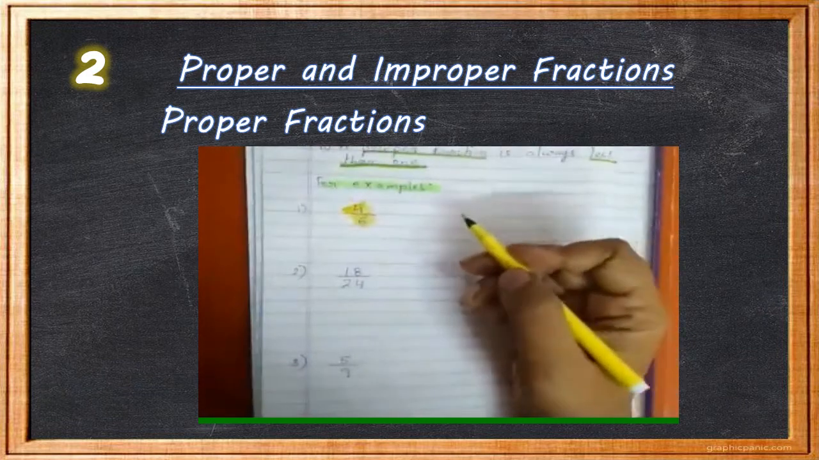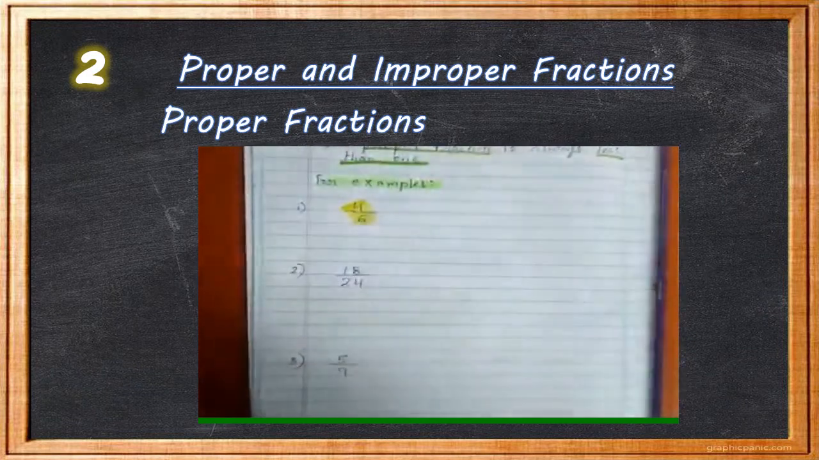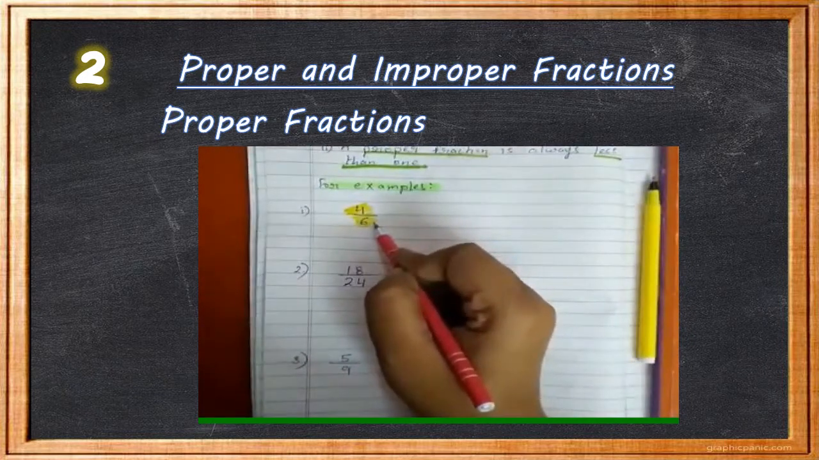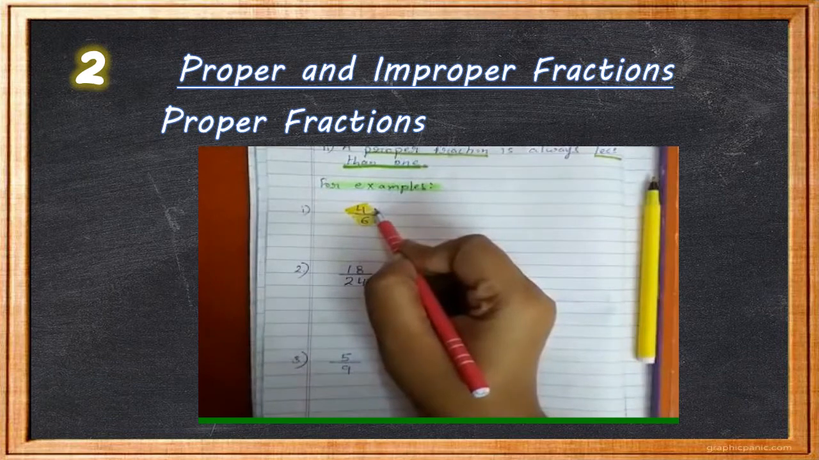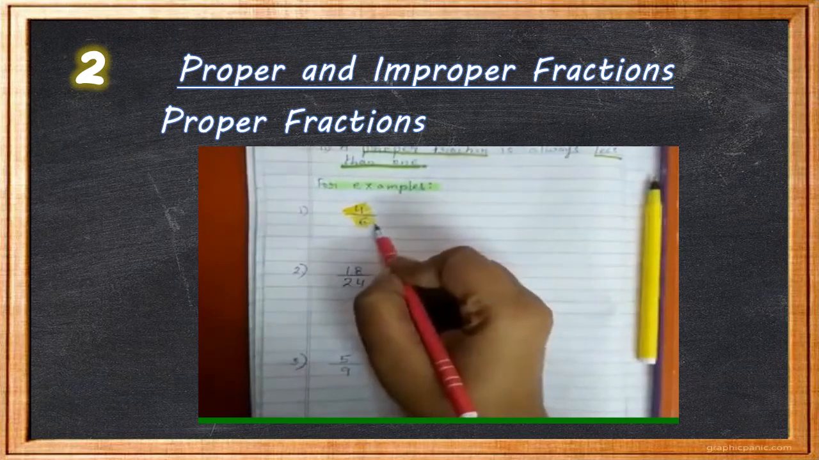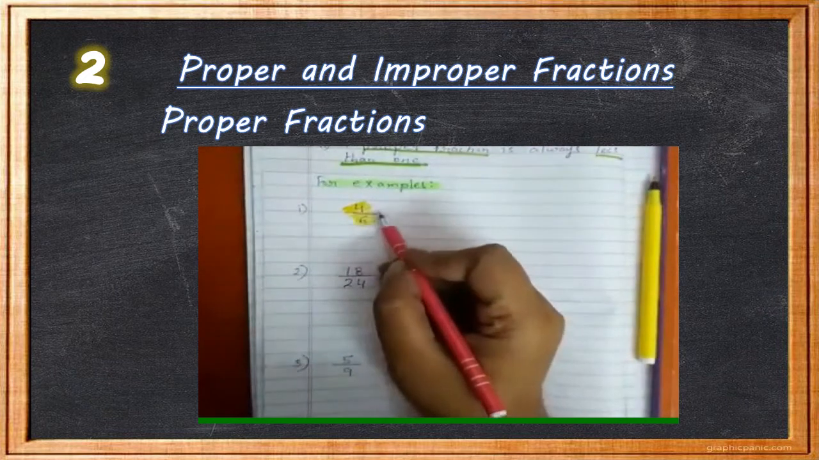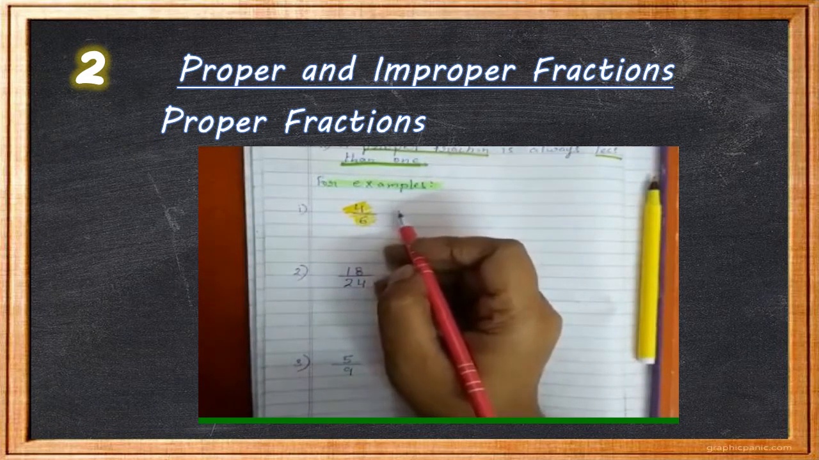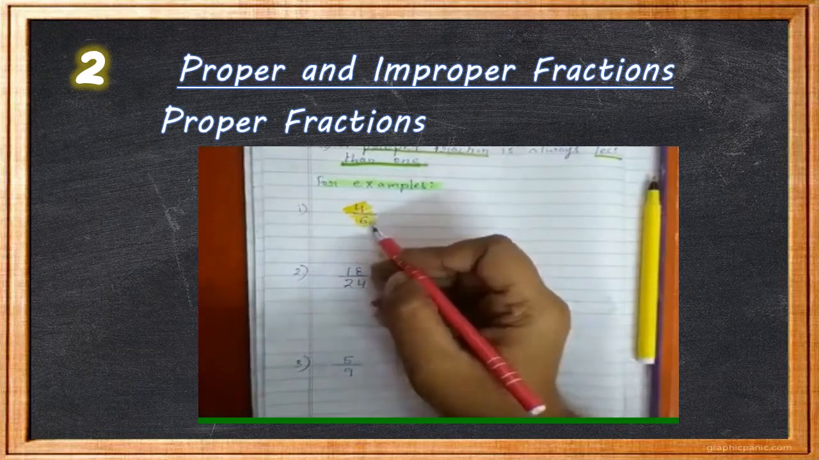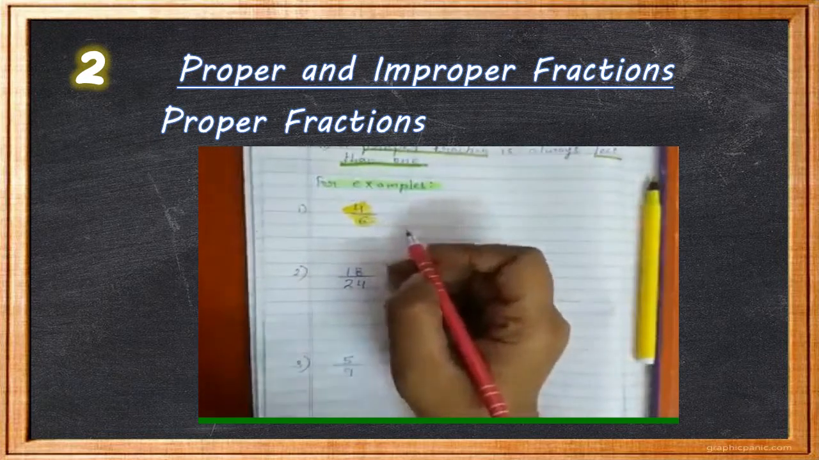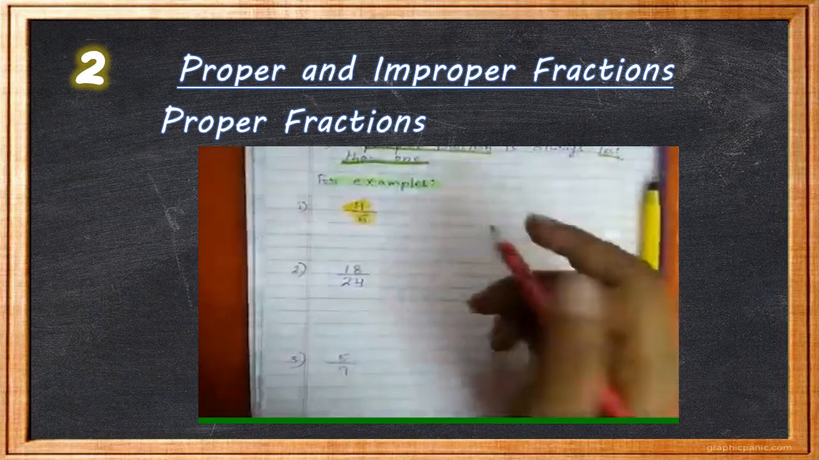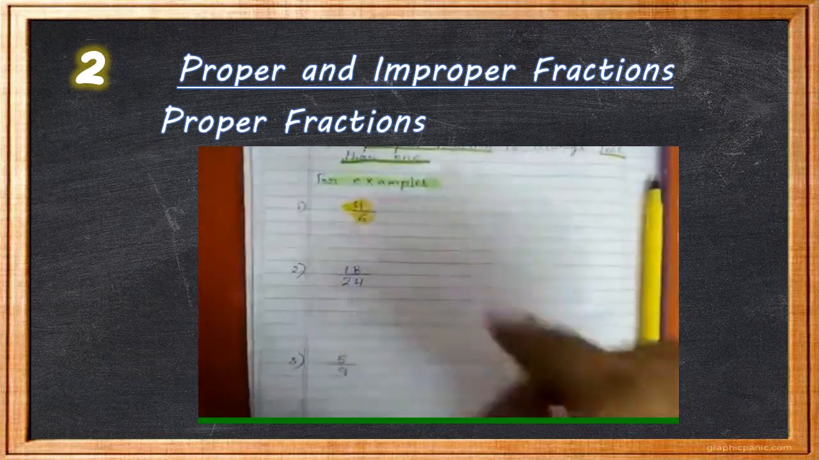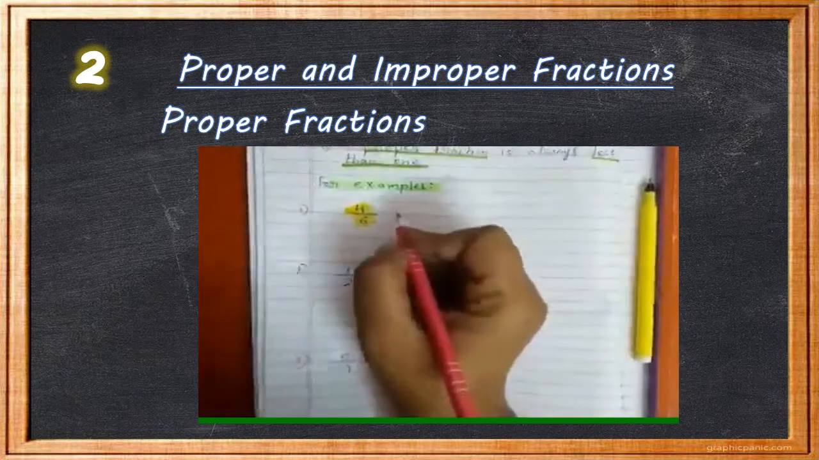The first point I said was that the numerator will be less than the denominator. So what is the numerator here? 4 is the numerator here. And what is the denominator? 6 is the denominator. So the numerator is less, 4 is smaller than 6. So the first point is clear here, the numerator is less than the denominator, so it is a proper fraction. Now the second thing you have to keep in mind is that a proper fraction will always be less than 1. How?